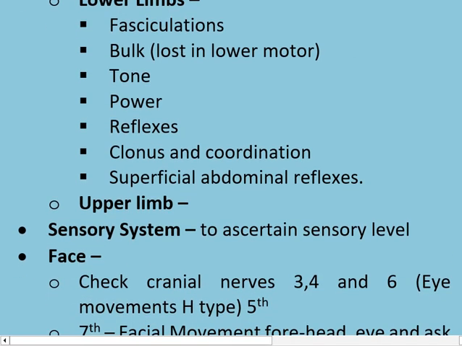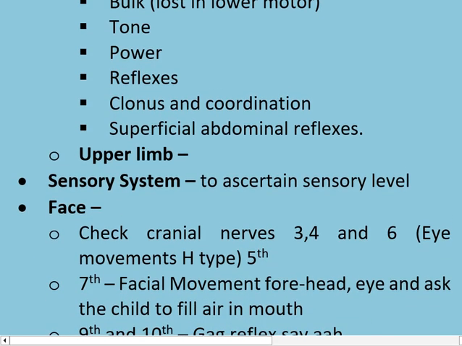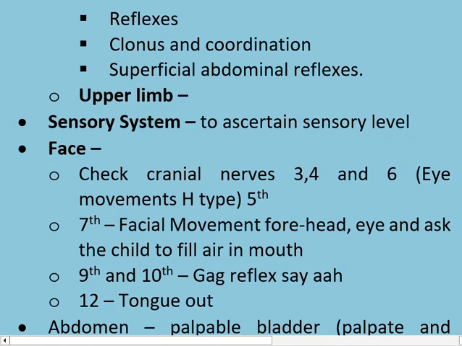Then go for the face. Check the cranial nerves 3, 4 and 6, eye movements, H type, and the fifth nerve. Seventh facial movement, forehead, eye, and ask the child to fill air in the mouth. The ninth and tenth are checked together, gag reflex, say ah, then 12 is tongue out. So this is to see where the lesion is.